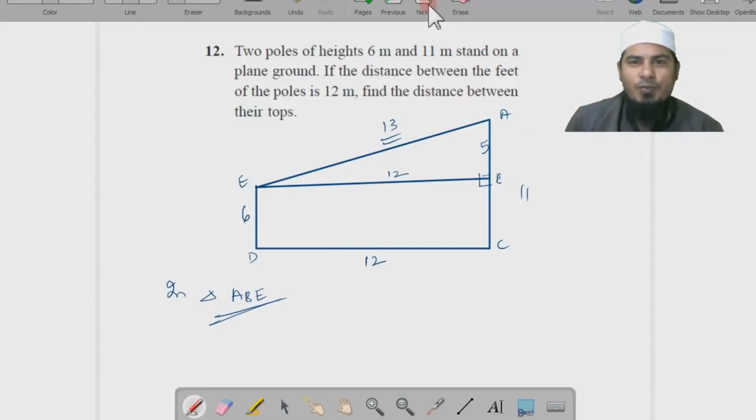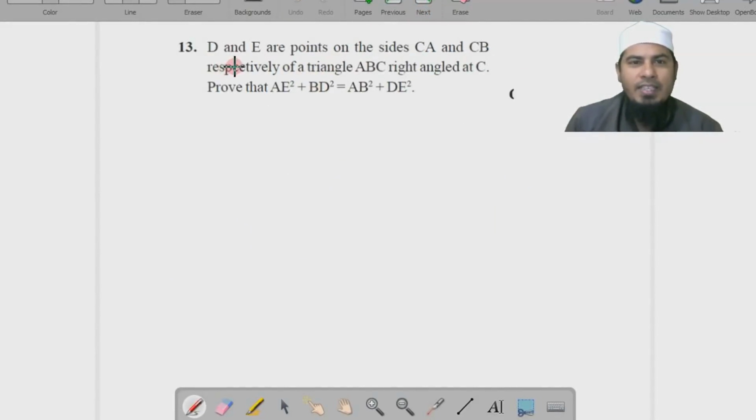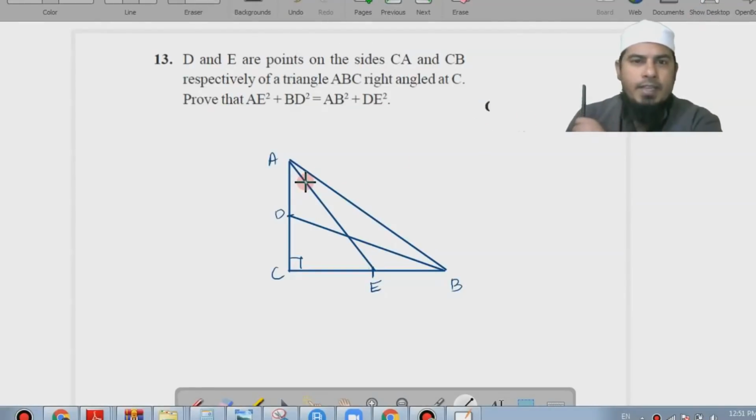Let us take the next question. D and E are the points on the side CA and CB respectively of triangle ABC, right angle at C. Let's see, prove that this is equal to this. Okay, let us understand this question with the help of a diagram. This is a right angle triangle at C. D and E are the points. Prove that AE square plus BD square is equal to AB square plus DE square.